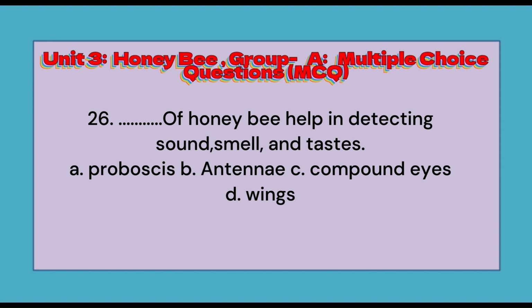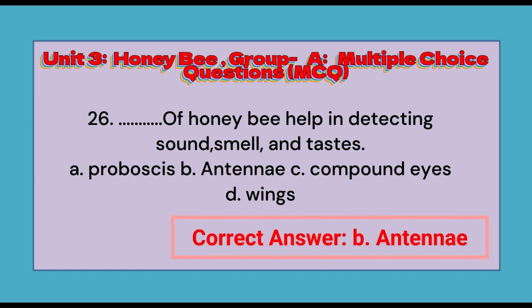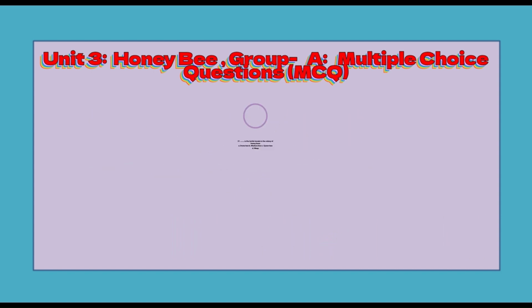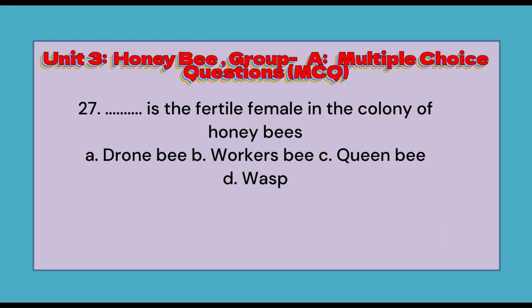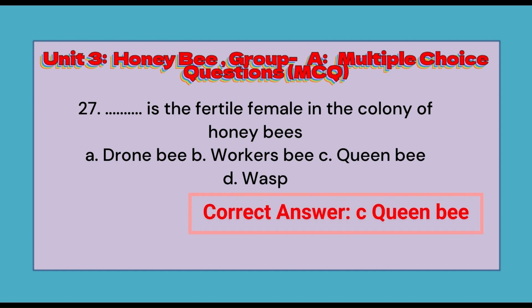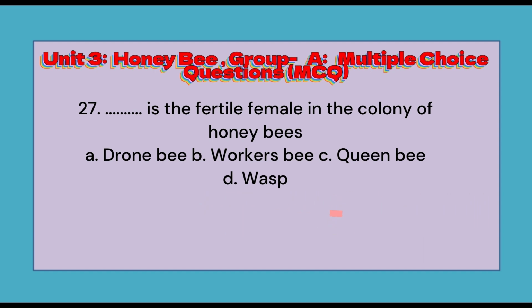A. Proboscis. B. Antennae. C. Compound eyes. D. Wings. Correct answer: B. Antennae. 27. Who is the fertile female in the colony of honeybees? A. Drone bee. B. Worker bee. C. Queen bee. D. Wasp. Correct answer: C. Queen bee.